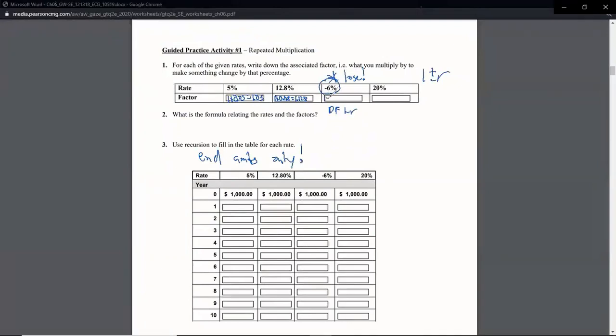If you're doing 1 minus 0.06, that's actually 0.94. So growth is always 1 and then a decimal. Decay means it's going to be less than 1 because we're losing money. Multiplying by a number less than 1 is what causes the loss. And with 1 plus 0.20, that's 1.20 or just 1.2. And what formula are you using for each of these? It's new equals old times either growth factor or decay factor, whichever is relevant. So it's growth for the first, second, and fourth. It's decay for the third.